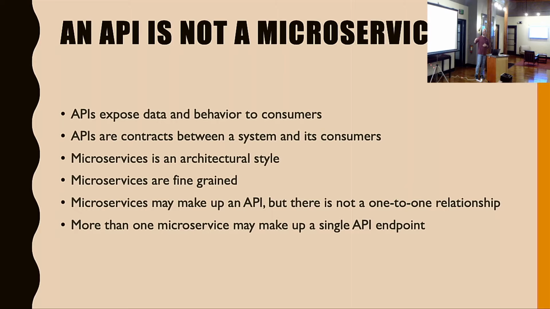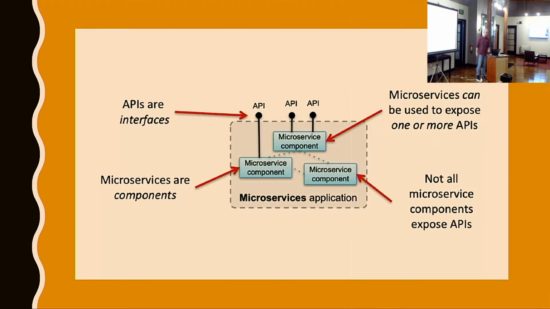Microservices is an architectural style. It's a way of developing and decomposing your application. Microservices may make up an API, but there's not a one-to-one relationship. And I'll show a picture of that in a minute. More than one microservice may make up a single API endpoint. So you may have an endpoint that calculates somebody's benefits over the next year or something like that and sends it back. Well, in the back end, it may make 10, 20 different microservice calls to figure out information based on whatever the input is, right? So they're not one-to-one.